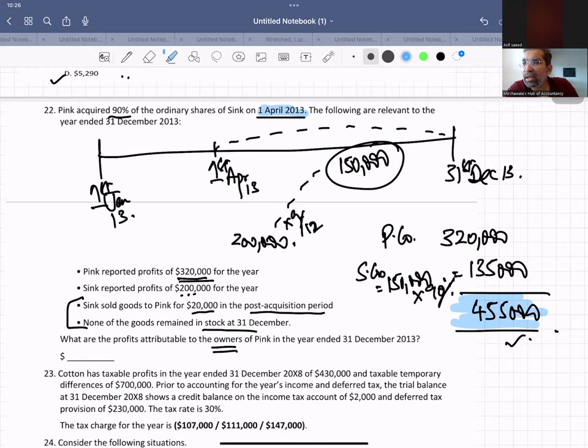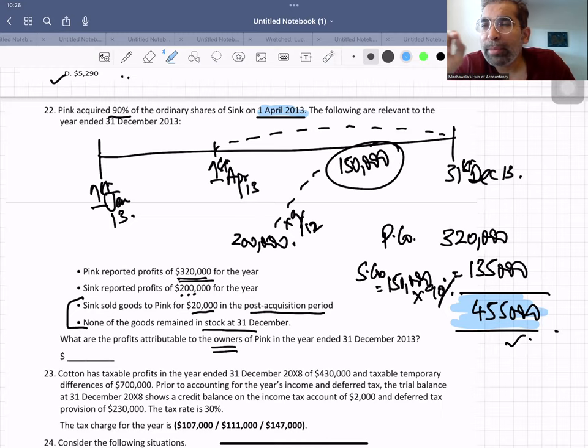And there are students who by mistake account for this S2P sale. This S2P sale is irrelevant because there is no URP at all. It is written that all the goods are sold. All the goods are sold, right?